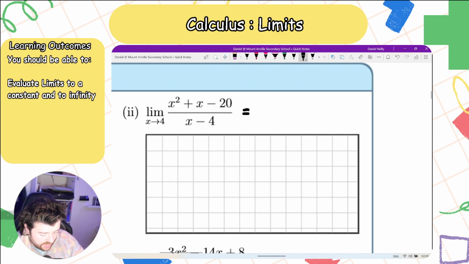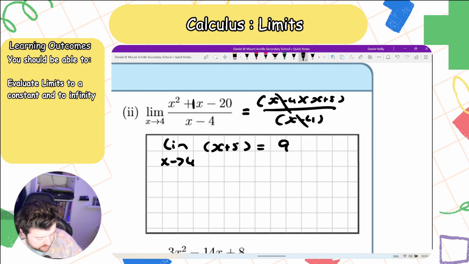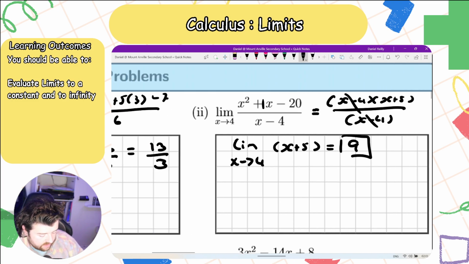What about this function here? If I sub in x goes to 4, I'm going to get 16 plus 4 minus 20. Oh, that's going to be 0 on top and 0 on the bottom. Uh-oh, indeterminate form, I need to factorize. If I factorize the top here, I need two numbers that multiply to get minus 20 but add to get 1. It's going to be x minus 4, x plus 5, all over x minus 4. The x minus 4 will cancel. The limit as x goes to 4 of x plus 5 will be equal to 4 plus 5, which is 9.